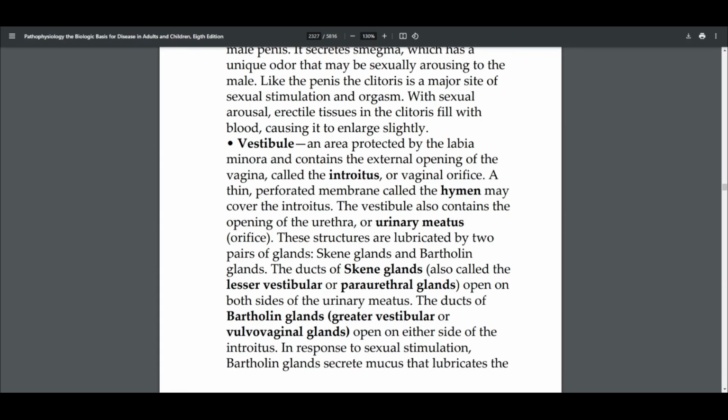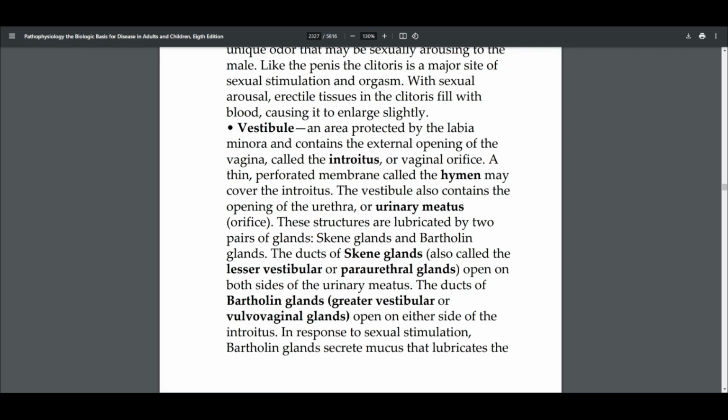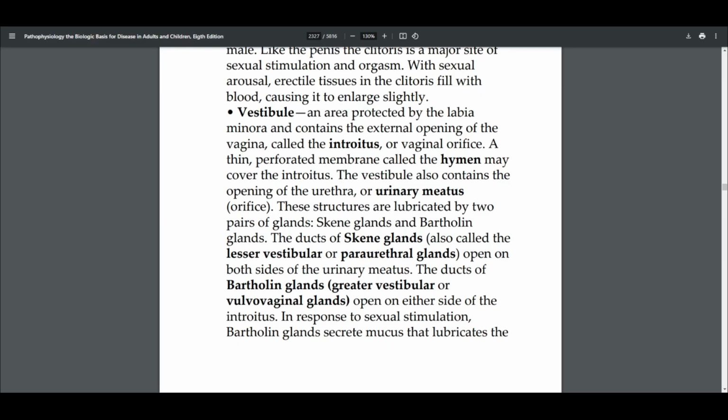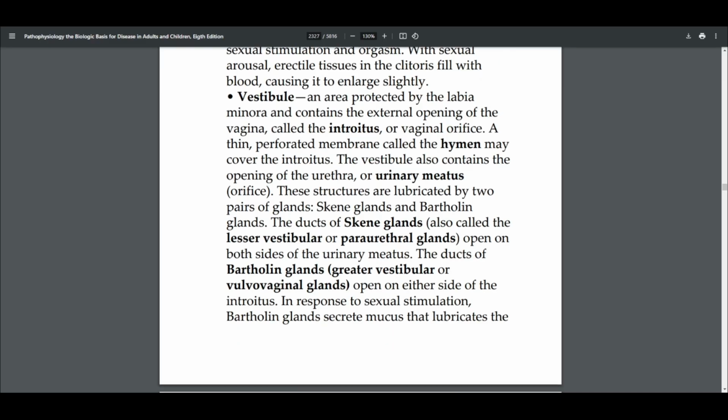The vestibule, an area protected by the labia minora that contains the external opening of the vagina, called the introitus, or vaginal orifice. A thin, perforated membrane called the hymen may cover the introitus. The vestibule also contains the opening of the urethra, or urinary meatus. These structures are lubricated by two pairs of glands, Skene glands and Bartholin glands. The ducts of Skene glands open on both sides of the urinary meatus. The ducts of the Bartholin glands open on either side of the introitus.